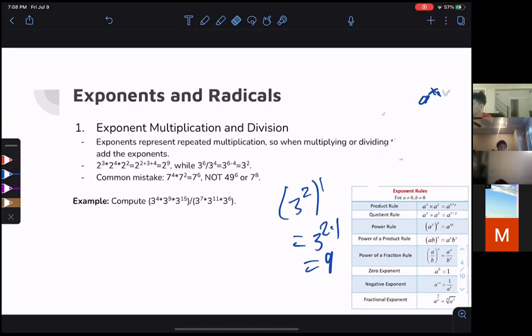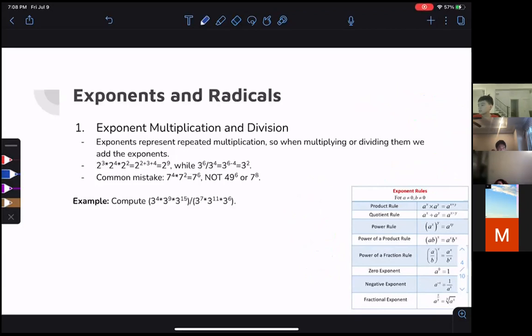And also, there are some other rules. Some of them are pretty intuitive, like the power of a fraction rule. It says (a over b) to the x is equal to a to the x divided by b to the x. Zero exponent: any number to the 0 power, except for 0 which is undefined, is 1.